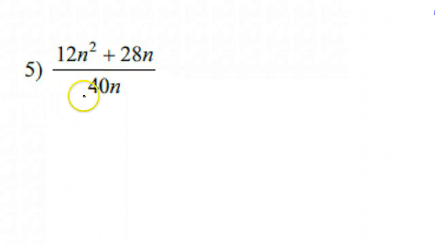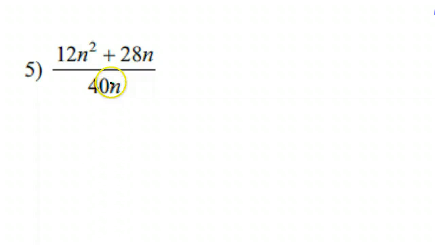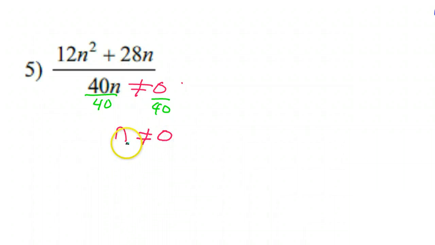Okay, here again, number 5. If I want to know the restricted values, I will set the denominator not equal to 0 because you can't have that. So in this case, that means that 40n is not equal to 0. If I divide both sides by 40, then I discover that n cannot equal 0. So that is my restricted value.